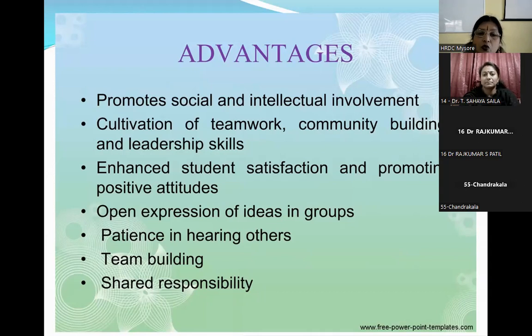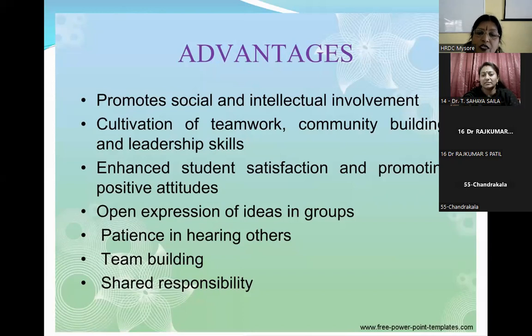Enhanced student satisfaction and promoting positive attitudes. Every student feels that I have been given a role, I have to do it well. I need to get appreciation from my group members and my teacher or mentor. So what happens is he tries to do his best. Finally, he is satisfied with what he does, hence promoting positive attitudes.